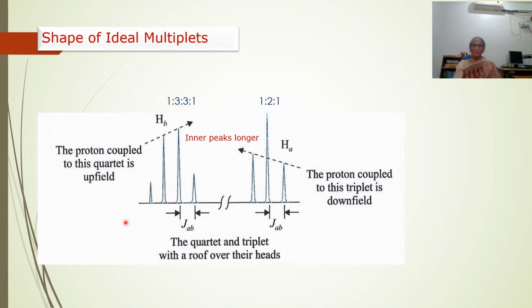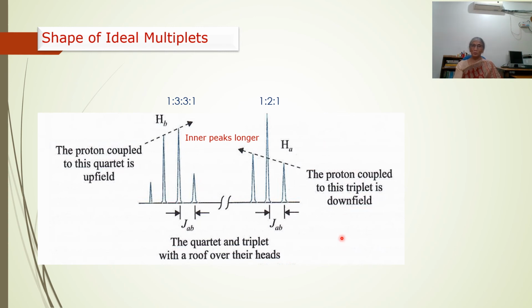So this is a combination of quartet and triplet. On the quartet, this is the inner peak, which is longer than the outer peak. So the arrow will be drawn from the smaller outer peak towards the longer inner peak. Similarly, on a triplet, an arrow is drawn from the shorter peak towards the longer peak. Now this arrow indicates towards this quartet and this arrow indicates towards this triplet.